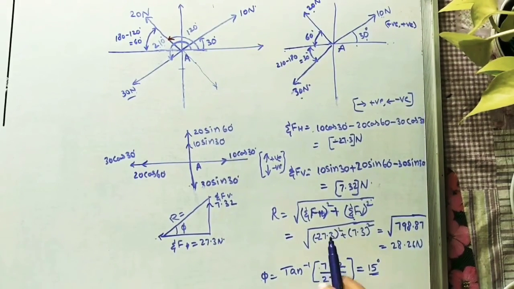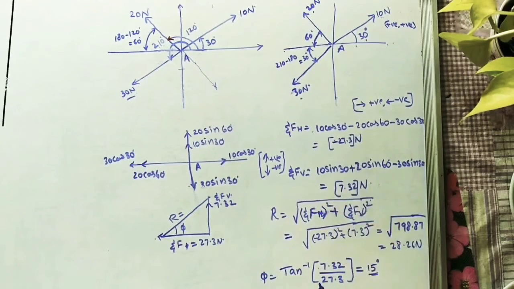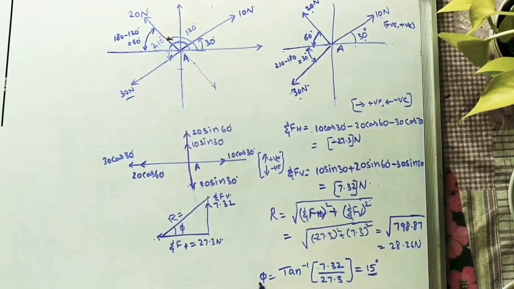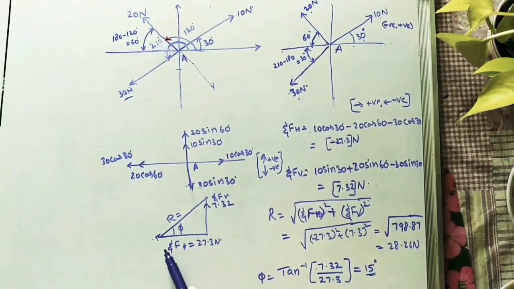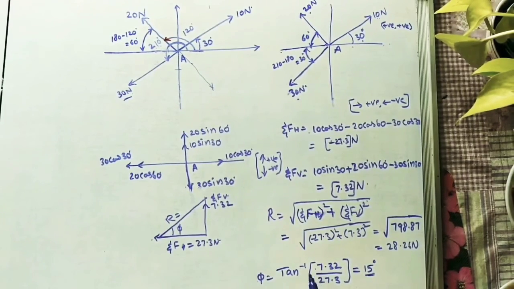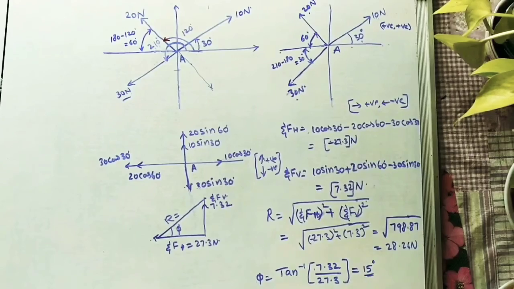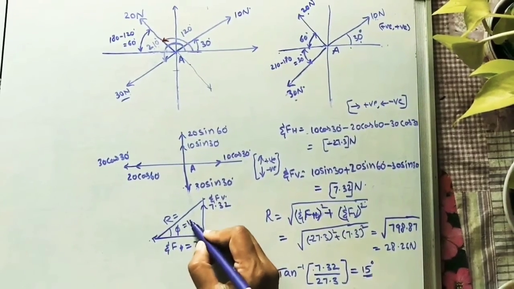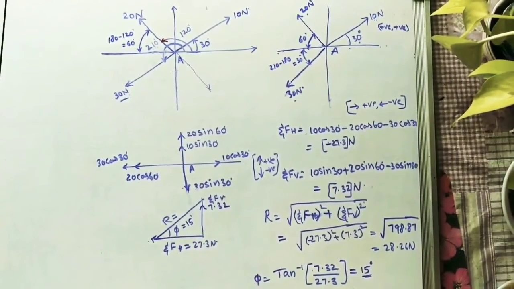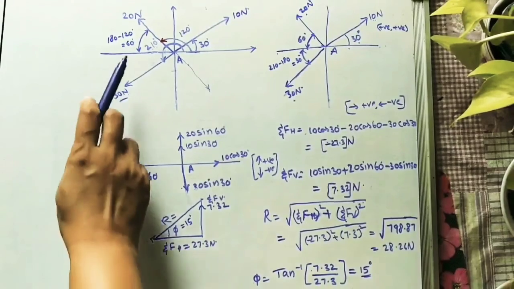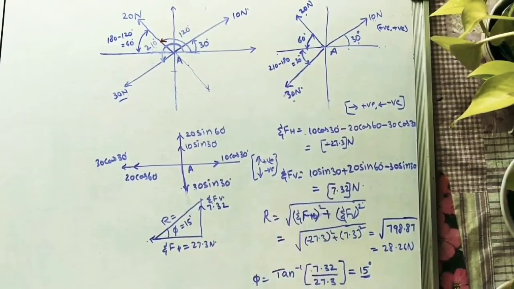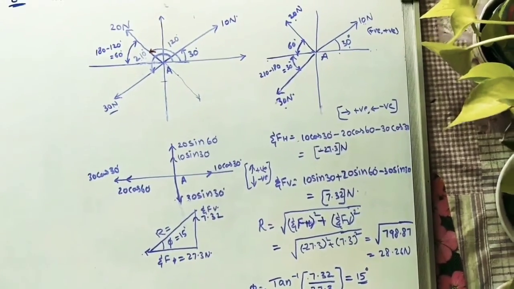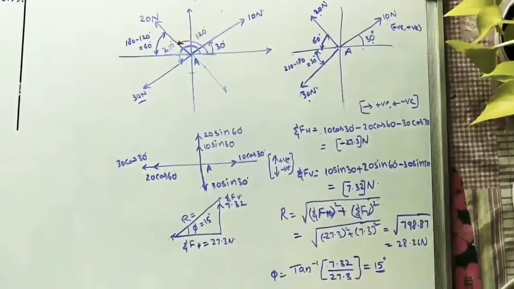Here there is no need to take sigma FH as negative, because we already drew the diagram according to the negative sign of the sigma FH value. So here it is not necessary to take minus. We get 15 degrees. So the resultant is making 15 degrees with the horizontal. The resultant is acting in the second quadrant, according to these two components. So this is the process of finding the resultant.